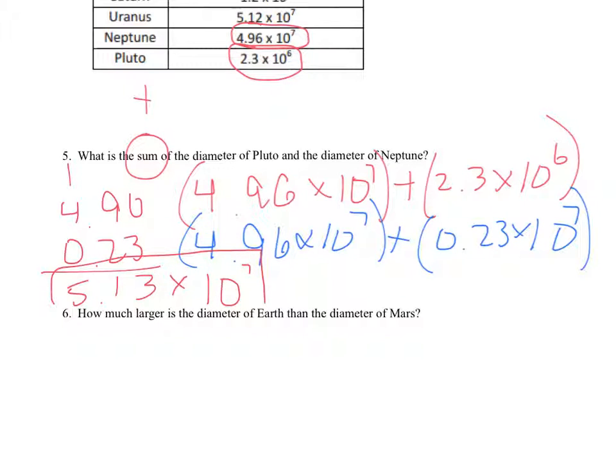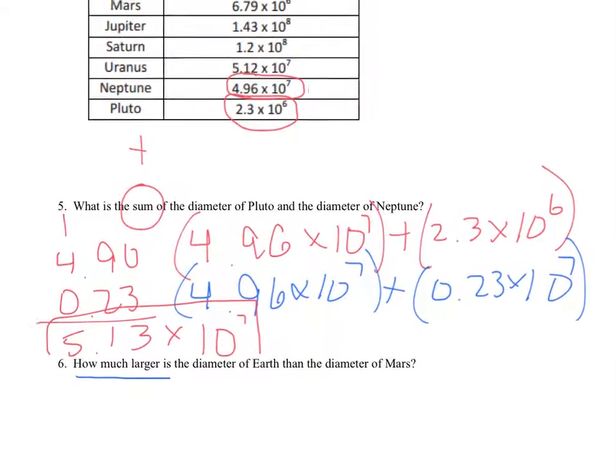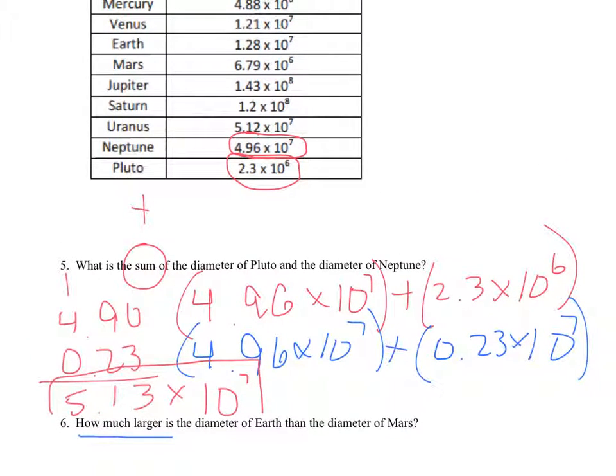Alright guys, for number 6, it says, how much larger is the diameter of Earth than the diameter of Mars? And when you see the question, how much larger, you need to think subtraction, right? Like if I were to say, how much older is Mr. Wells compared to Mr. G, what you have to think of is subtracting. Alright, so I'm going to take the diameter of Earth, which is right here, 1.28 times 10 to the 7th, and the diameter of Mars, which is right below it.